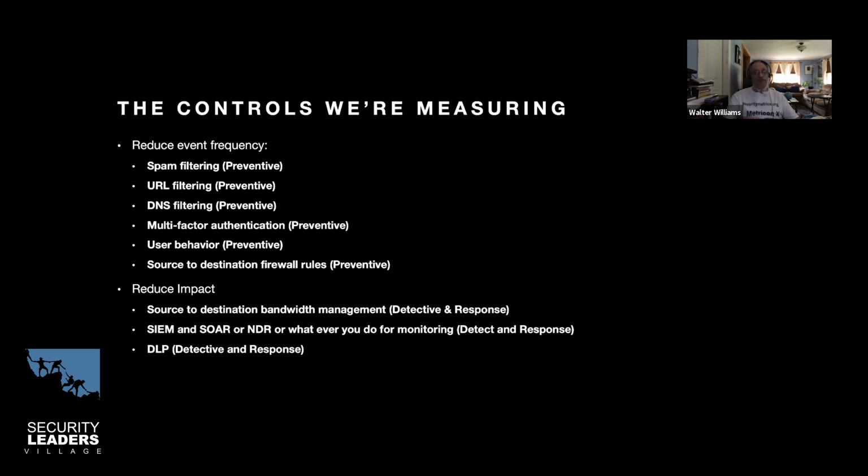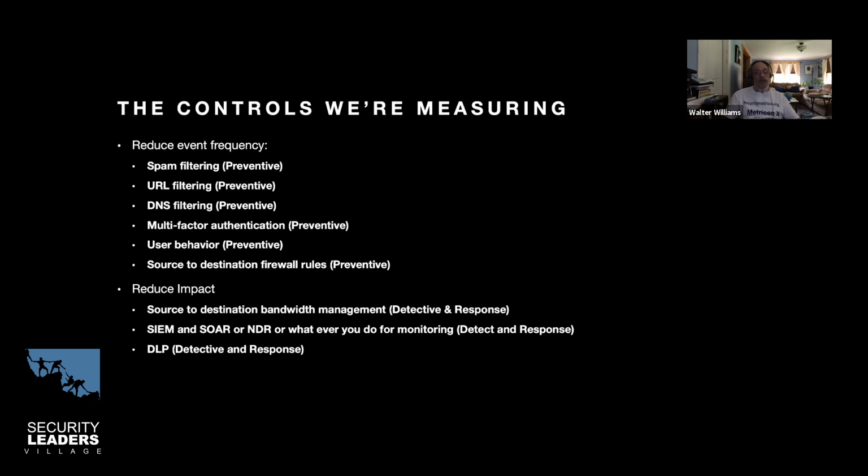So we have spam filtering, which is a preventative, as is URL filtering and DNS filtering. We have, hopefully, multi-factor authentication in place to provide stronger credentials harder to steal, depending upon the multiple factors in use. We have user behavior analytics into what the user usually does or doesn't do, perhaps some machine learning on that. We have, of course, our firewall rules to control access to things. Those all reduce event frequency.